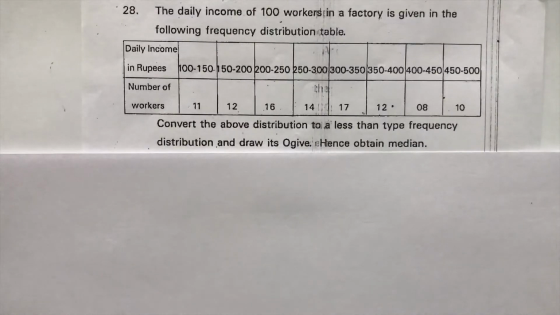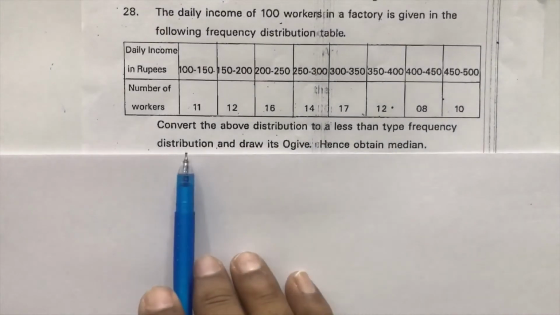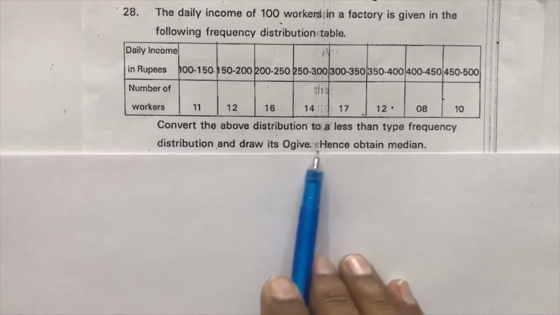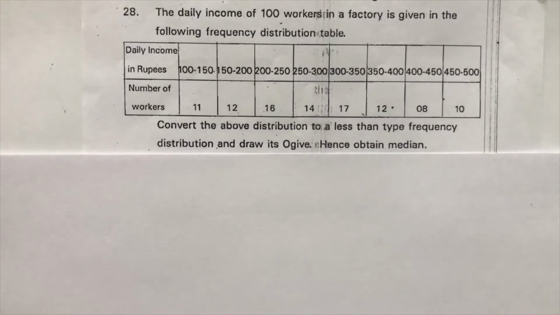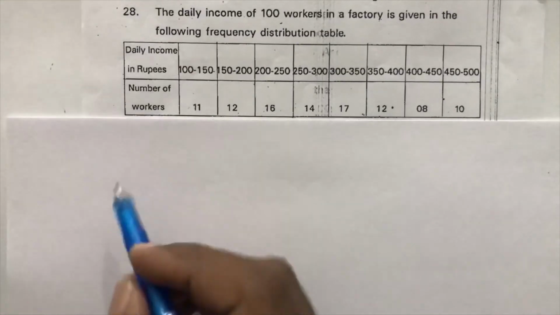The daily income of 100 workers in a factory is given in the following distribution table. Convert the above distribution to a less than type frequency distribution and draw its ogive. Hence obtain the median. Now here, they give daily income.